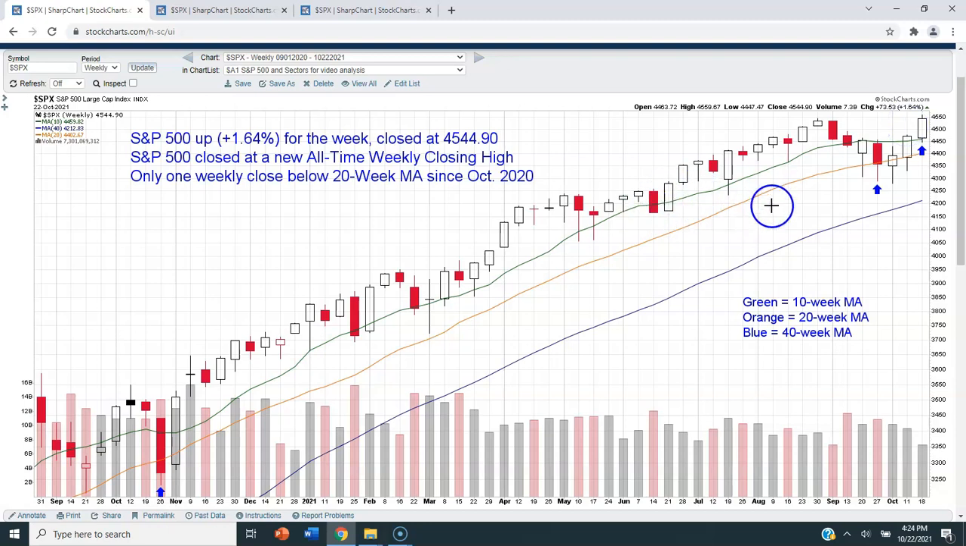A couple other things I want to point out. 4 weeks back, we had a close barely beneath the 20-week moving average. I do want to point out that that's the first time and the only time since October of 2020, bottom left where my cursor is circling, that we have closed beneath this 20-week moving average. Of course, the 20-week is pretty equivalent, not exact, to the 100-day moving average. So, a little bit of a pullback here, and then right back up to new all-time highs.